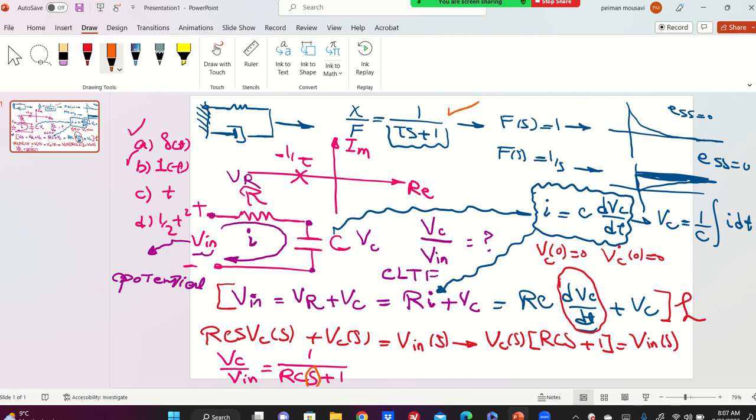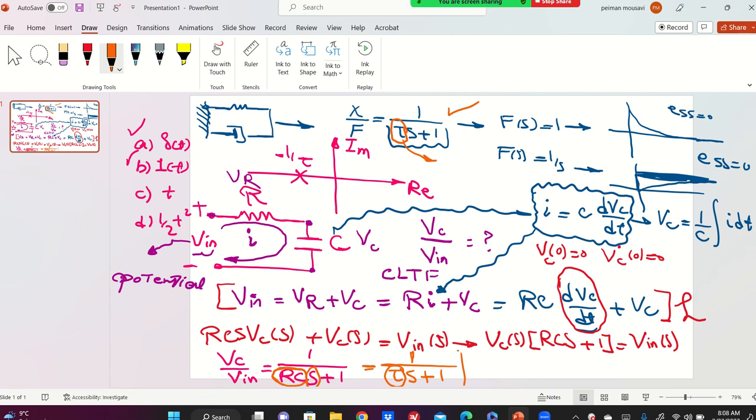Bingo. Now you tell me, what's the name of this RC? What's its name? Yes, time constant of the circuit. Here we go, time constant of the circuit.